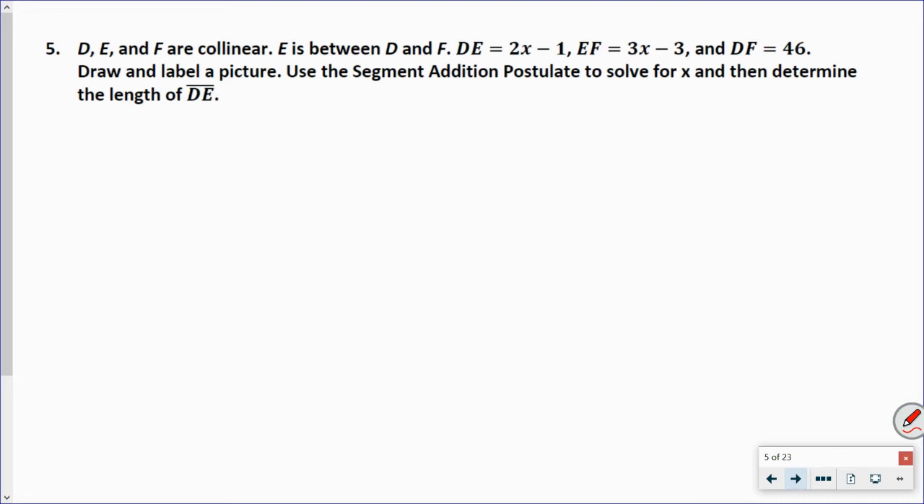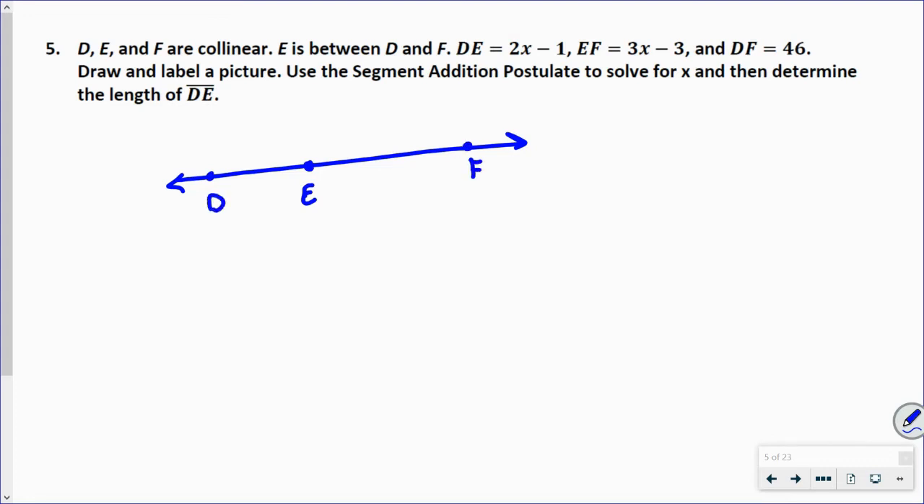All right, question 5. D, E, and F are collinear. E is between D and F. That kind of helps us set up a diagram. We have a line because it says collinear. D, E, and F are collinear, so they're all on this line. E is between D and F. So E, and let's say D and F.